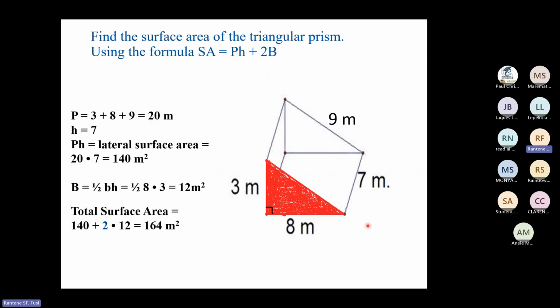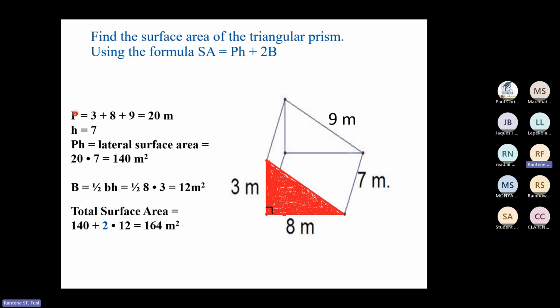Right. Another one that I plan that we do is when you use this formula. I said that formula can be used for any prism. What is important is that for you to be able to use the formula, you must calculate each and every part of this equation. This is the surface area equals perimeter multiplied by perpendicular height plus 2 times the area of the base. I think that is very important.